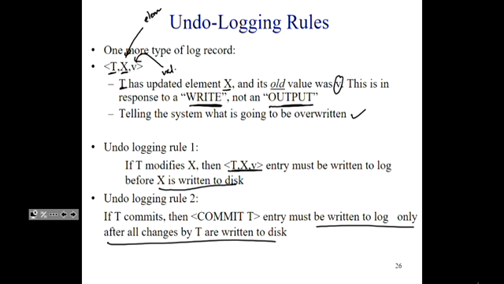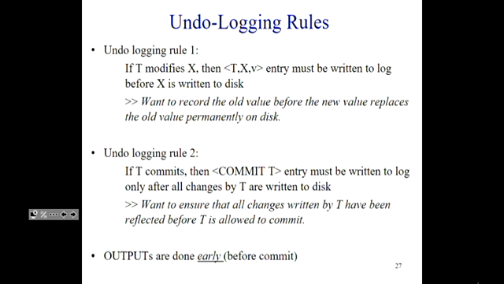And if you're reading this log and you see, hey, this transaction has committed, you're going to avoid reprocessing that transaction. But unfortunately, in this case, the transaction's effects may not have been reflected on disk, right? And that's something you want to avoid. So let me try to state that again, for both. The first rule is, if T modifies X, then the T, X, V entry must be written to the log before X is written to disk. So you want to record the old value before the new value replaces the old value permanently on disk.